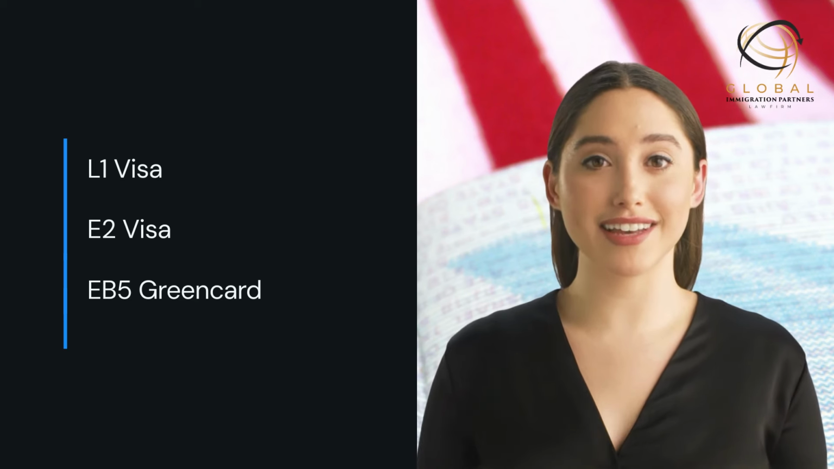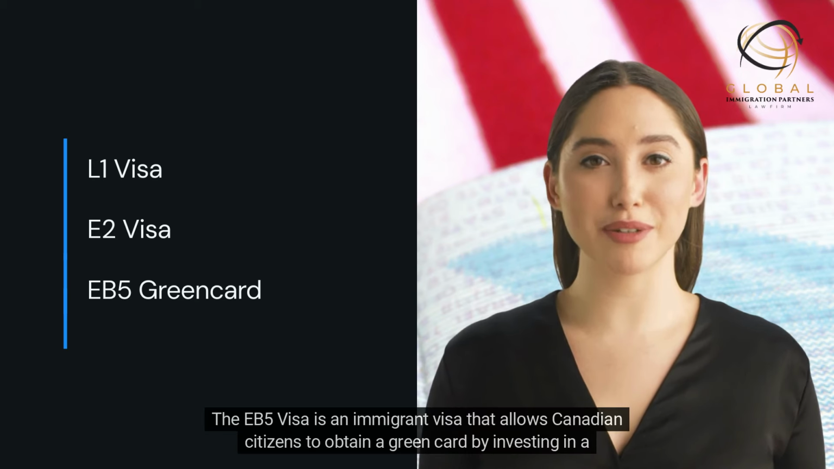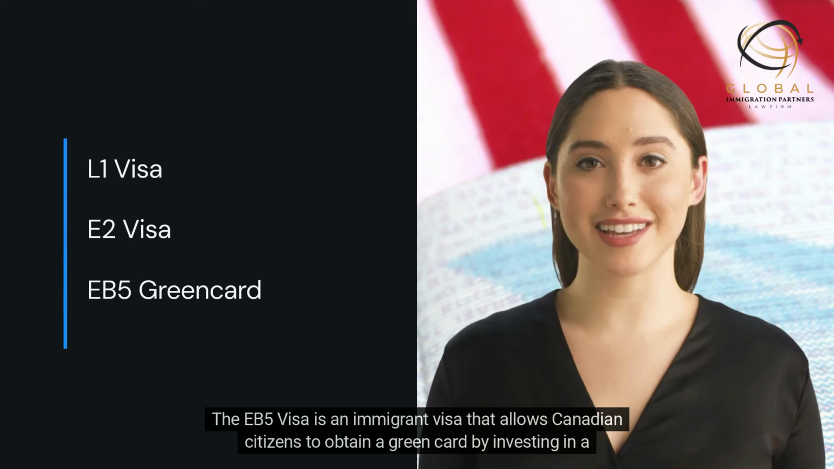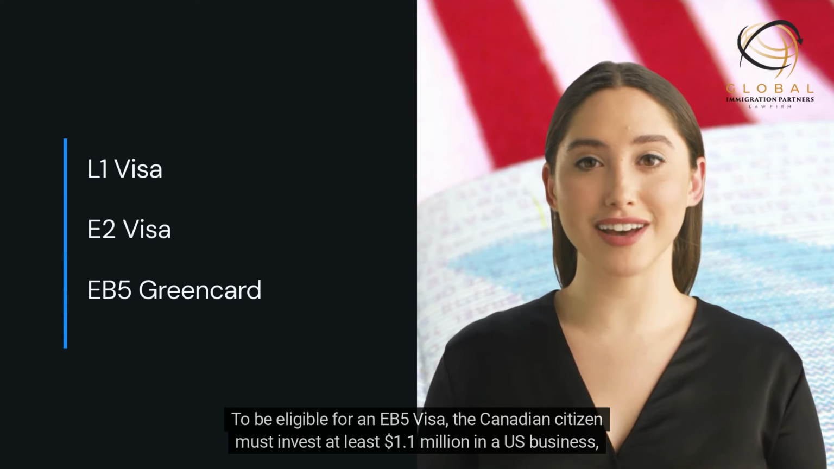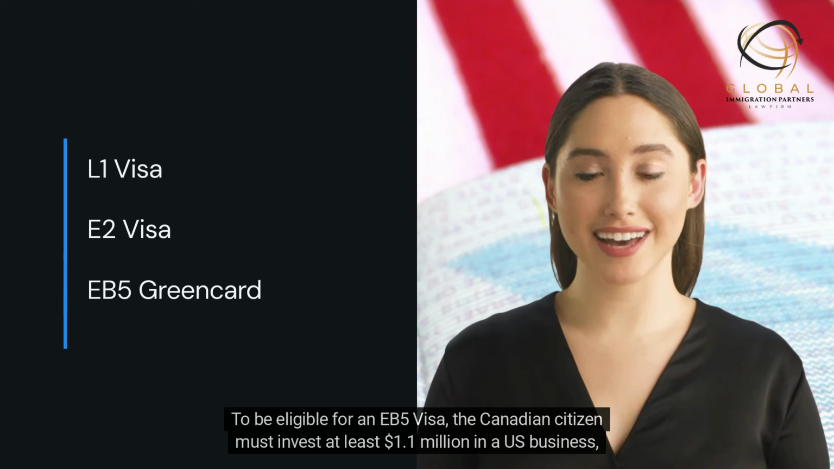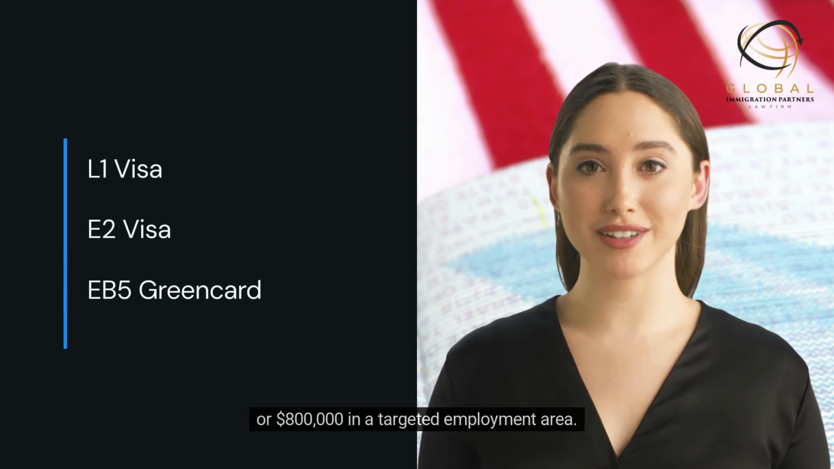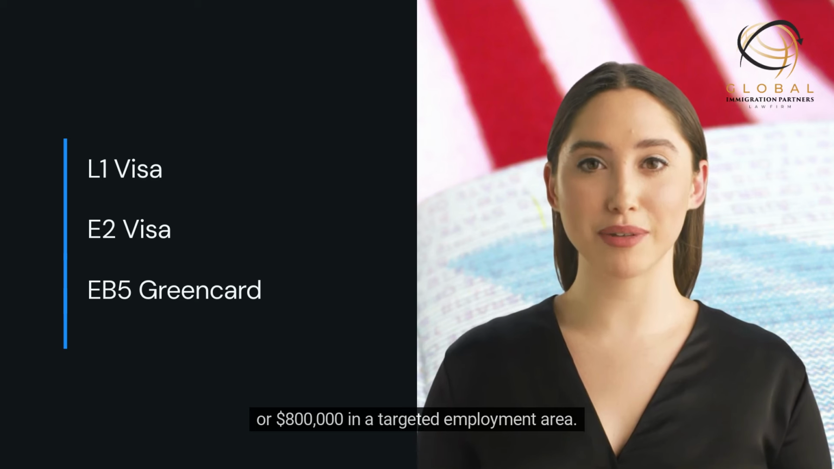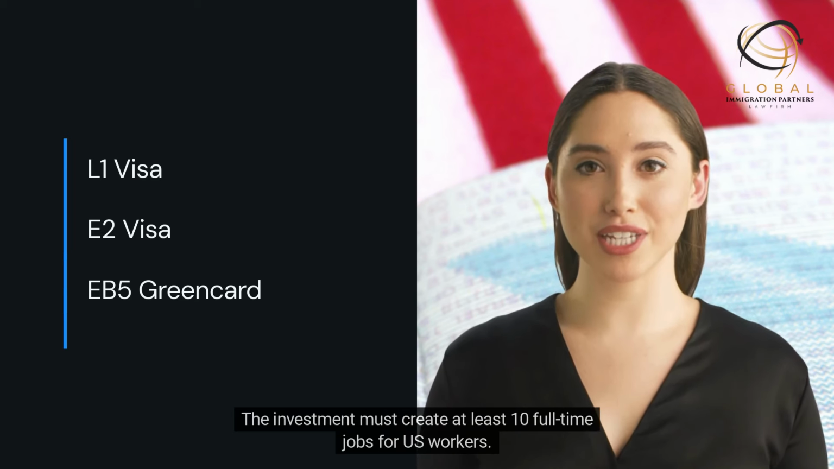EB5 visa. The EB5 visa is an immigrant visa that allows Canadian citizens to obtain a green card by investing in a U.S. business. To be eligible for an EB5 visa, the Canadian citizen must invest at least $1.1 million in a U.S. business, or $800,000 in a targeted employment area. The investment must create at least 10 full-time jobs for U.S. workers.